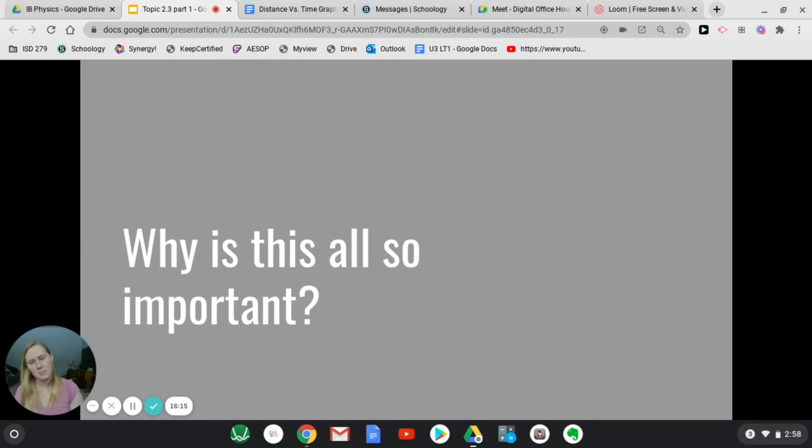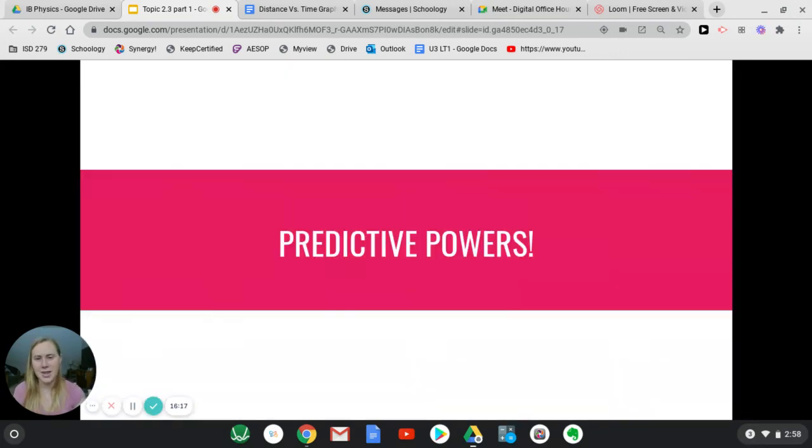And so why is this all important? Why am I making you do this? Well, it is going to help us predict a lot of things. And so, for example, when we start to measure a bunch of the energies, you're going to be able to figure out things if you know heights and speeds and stretched distances of objects.